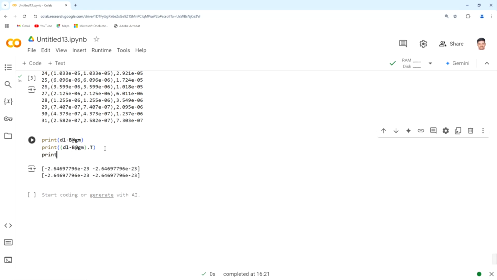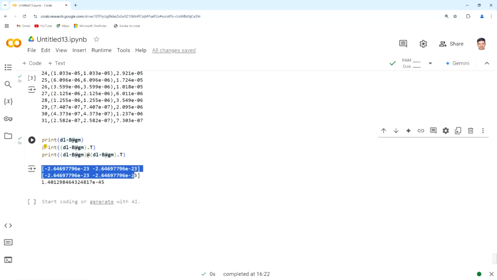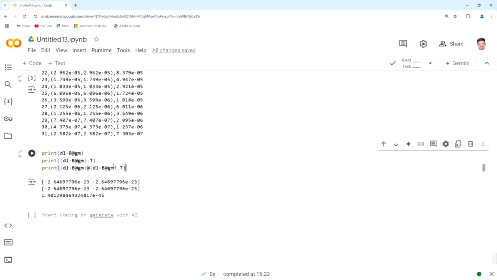If you do dl minus b at gm at dl minus b at gm transpose, you see that you get a scalar, and that is not what we want. So how do we correct this? You have to modify these vectors that you already have into two dimensional arrays. One of them has to be a column vector and the other has to be a row vector. So how would you do that?